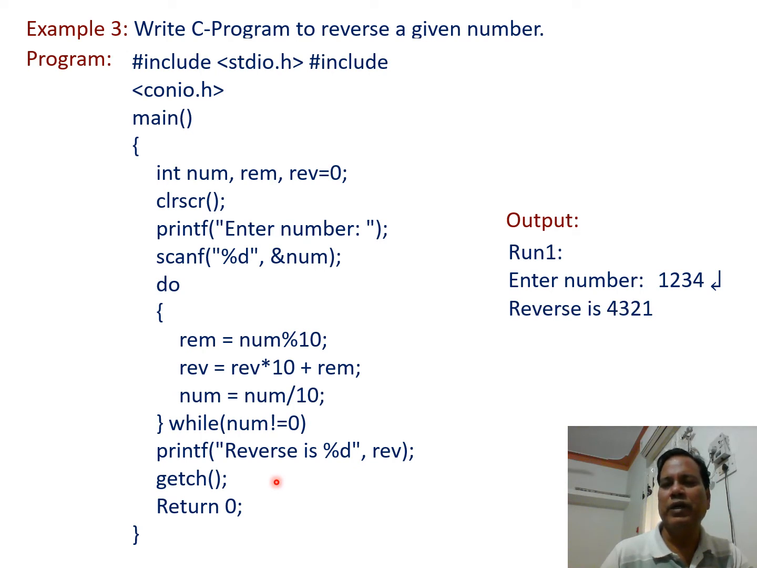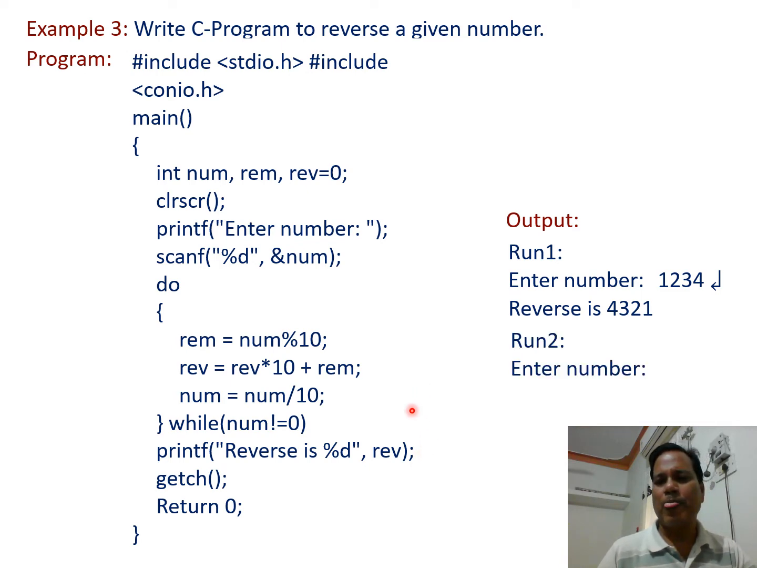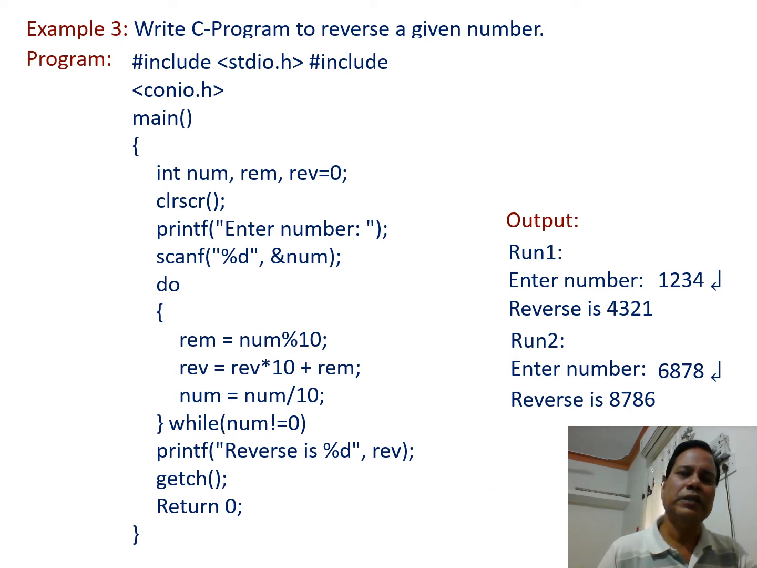So we get at the output, reverse is 4321, and then return 0 tells the operating system that the program ran properly. When we enter a number the second time like this one, we get the output, reverse is 8786.